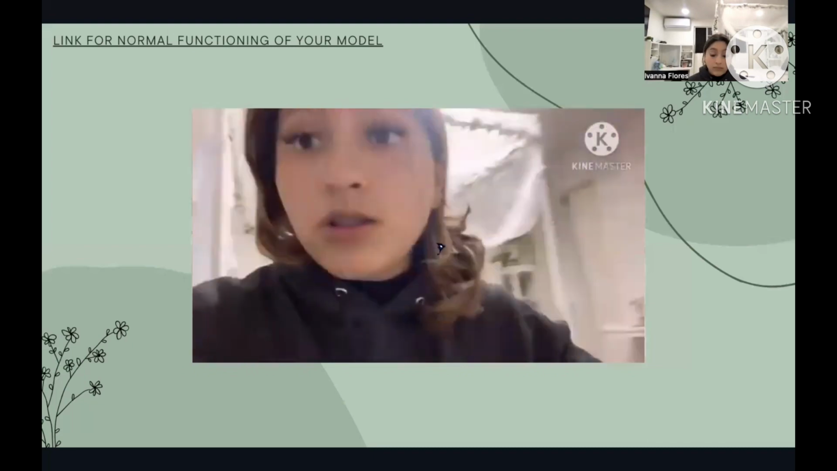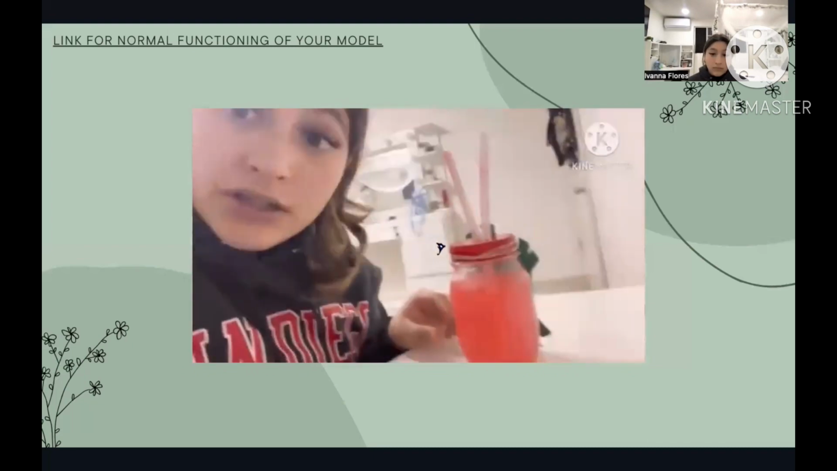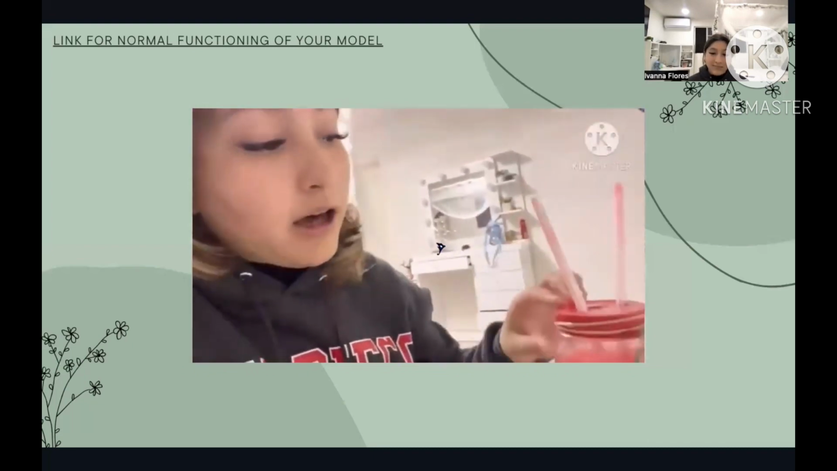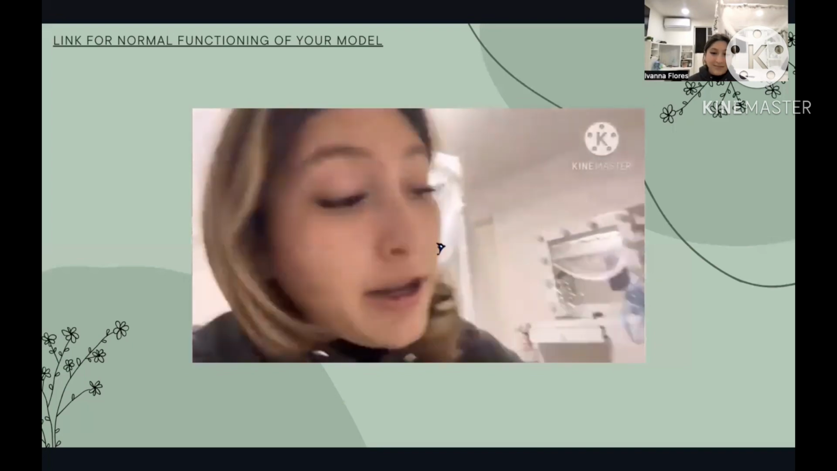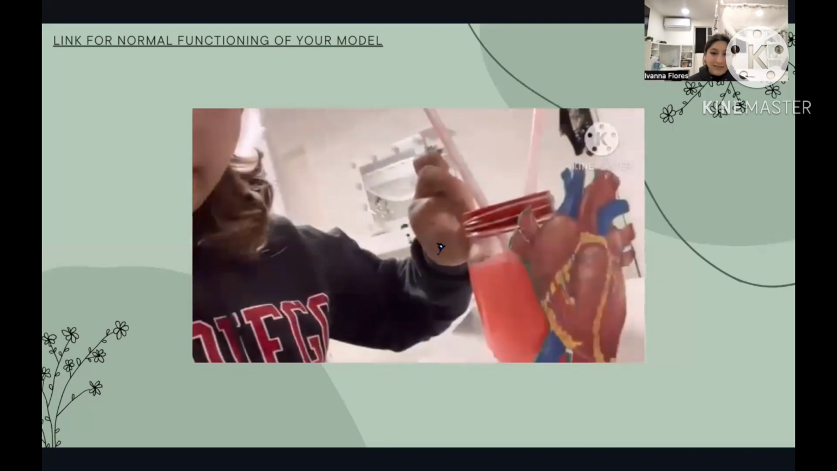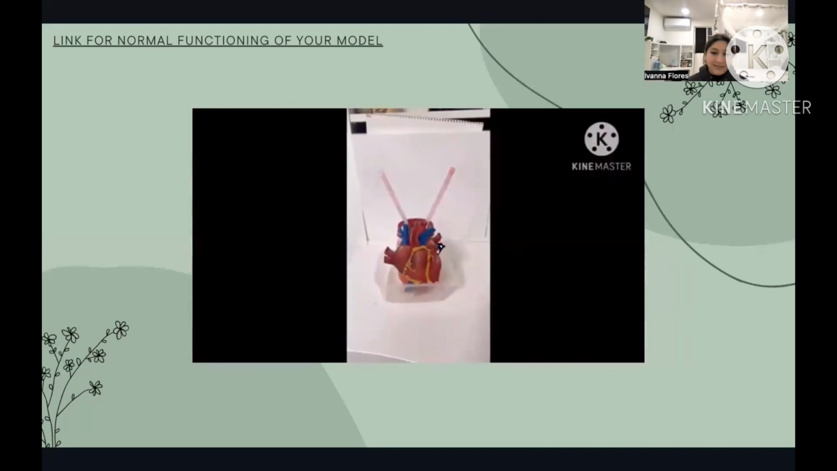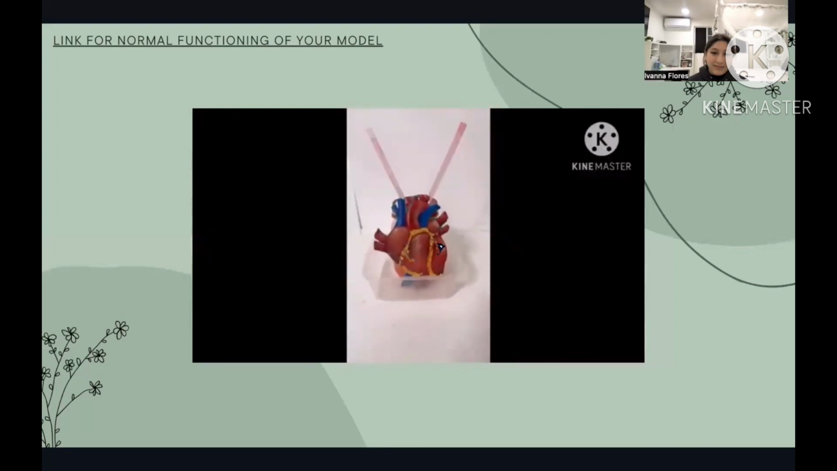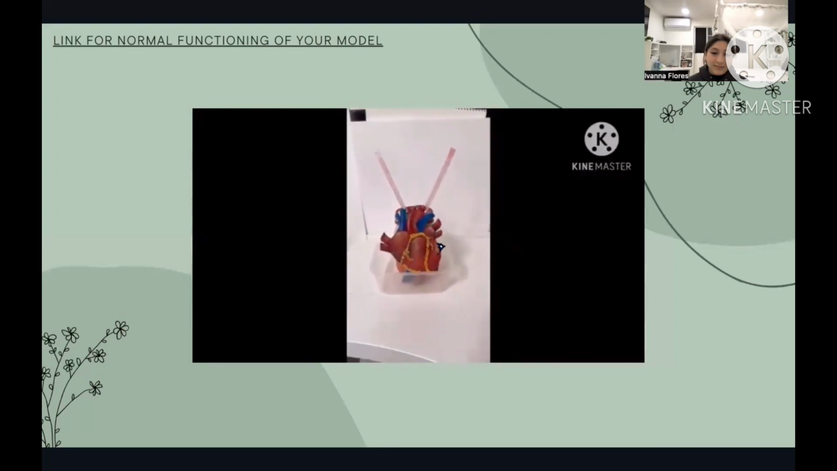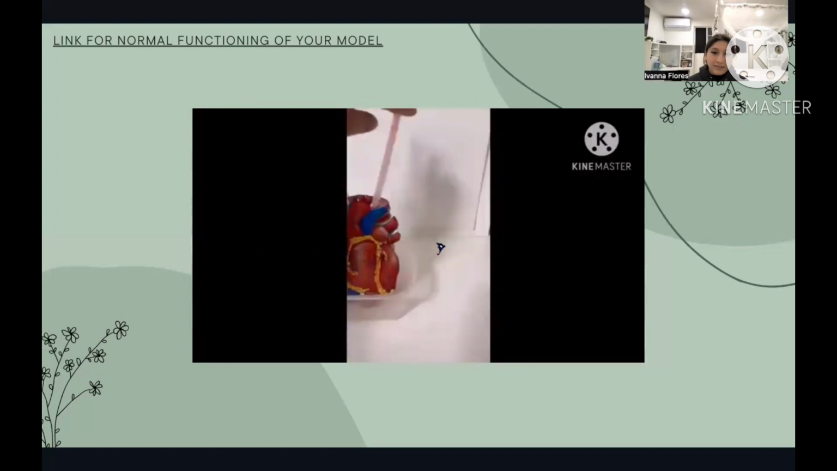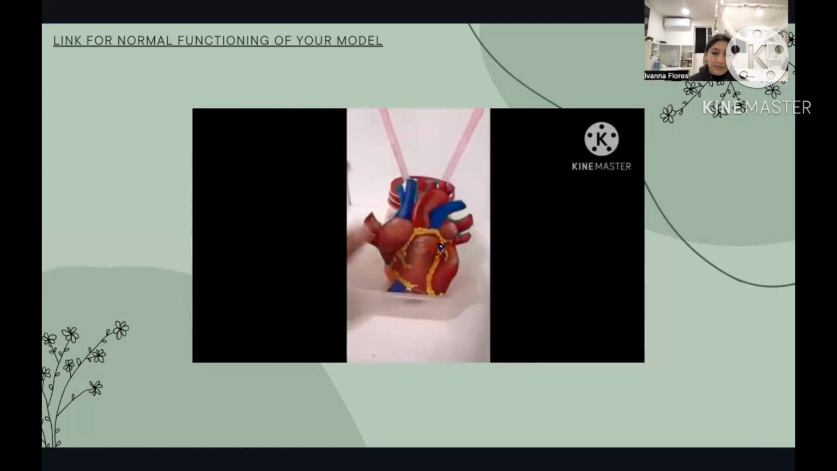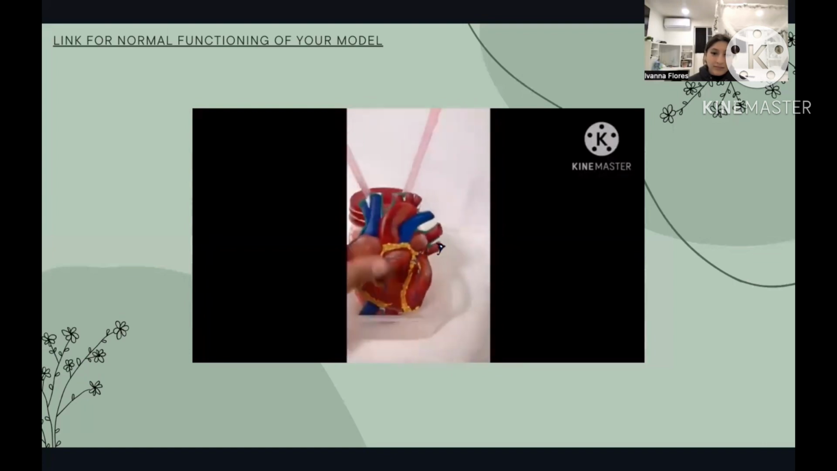So for my project, I used a mason jar, two straws, a balloon, which is cut in half, and a little rubber band. This is the model. This is how it looks. I chose coronary artery disease, so I decided to imagine these as would be the arteries.